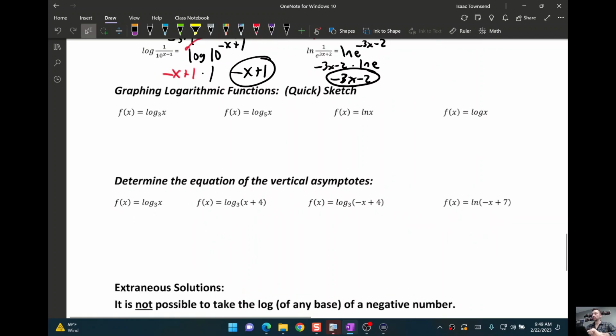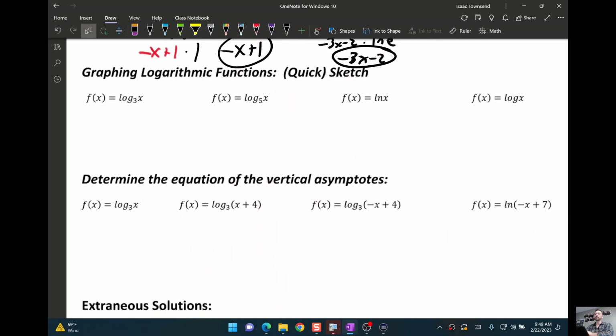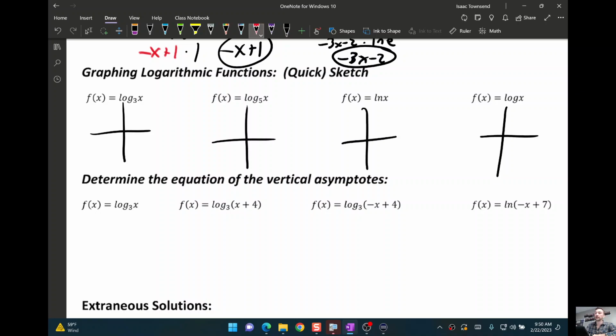Okay, so we're going to do a quick sketch of our logarithmic graphs. So with exponential functions, we graph 2 to the x and 3 to the x, and I told you 5 to the x and e to the x and 10 to the x all look the same. And then these are the inverses. I think we may have done this exact one on your other handout, but log base 3 of x is just the inverse of 3 to the x.